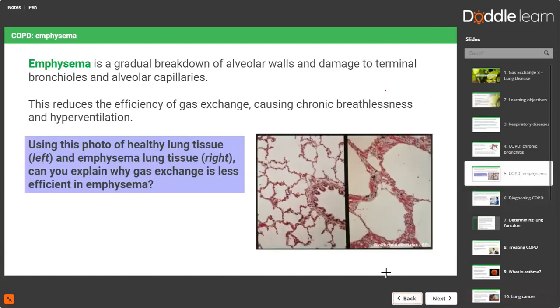So you can start to see those reasons why gas exchange becomes less efficient, because we've got less surface area for the gas exchange to occur. And so actually we're not going to be taking in as much oxygen as we really need.